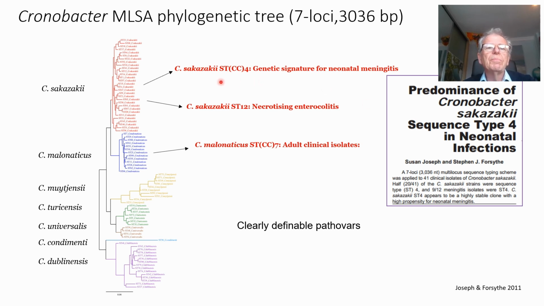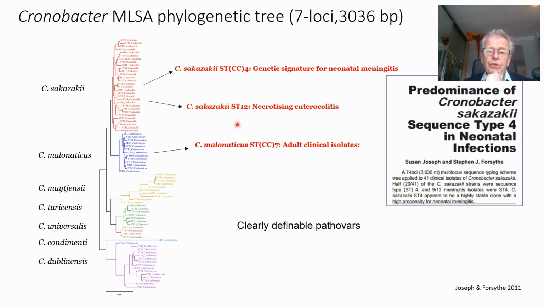So the ones of particular interest were the clonal complex 4, which means sequence type 4 is the main one, found most often, but you get single and double loci variants. They'll be in, that's why we call it a clonal complex. And we found quite often the meningitic cases were due to this particular sequence type, clonal complex type.